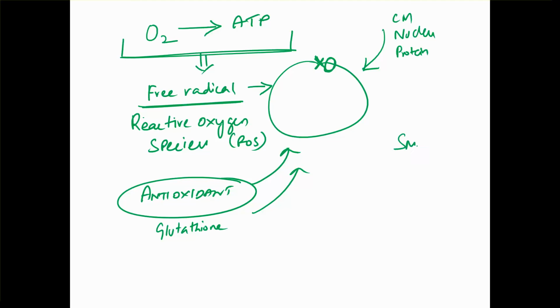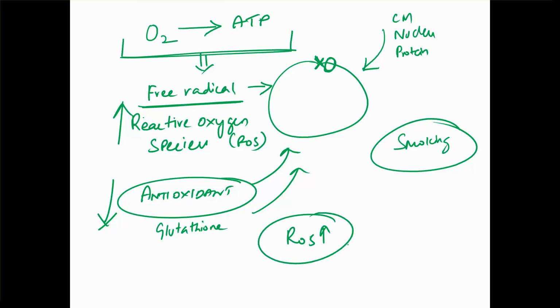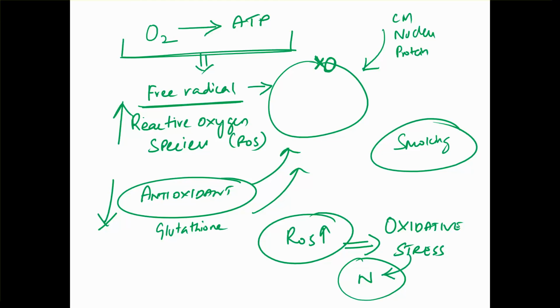But in smoking, these free radicals are increased and these antioxidants are decreased. So the reactive oxygen species is increased, and that is called oxidative stress. This oxidative stress can damage the nucleus directly. When the cell nucleus is damaged directly, that will end up with a cell death called apoptosis.